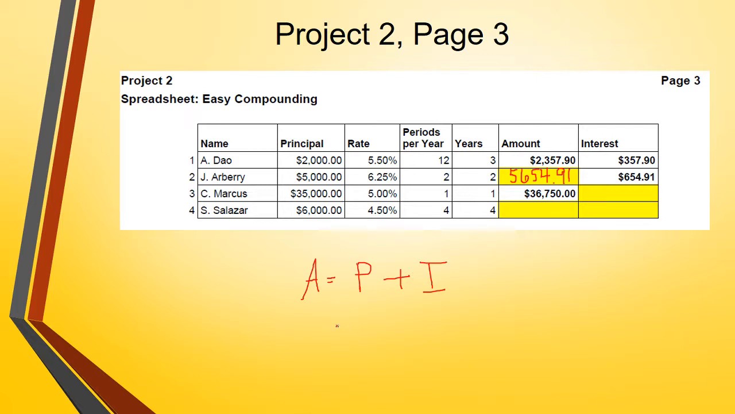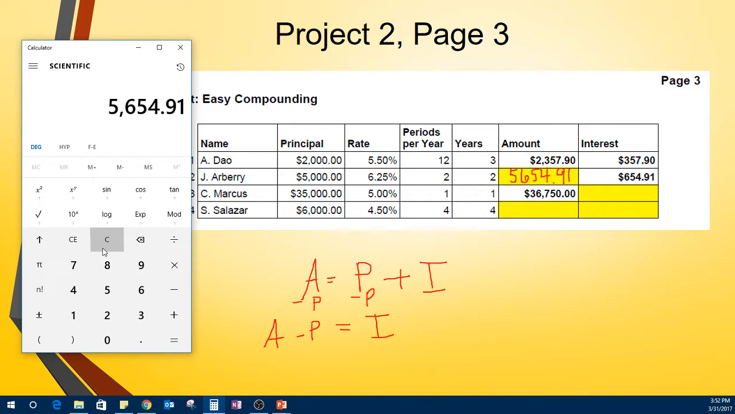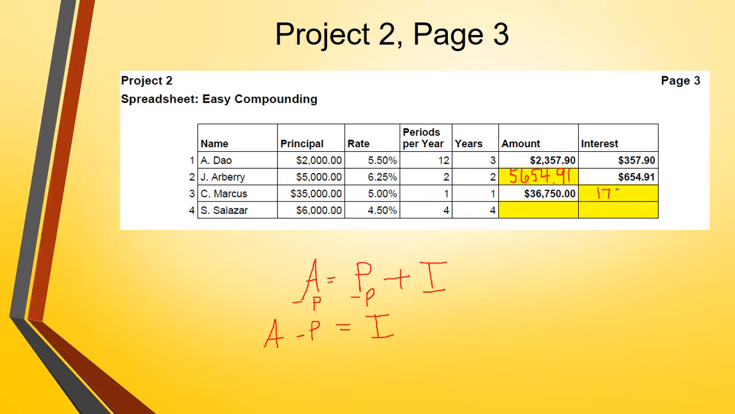Alright, the next one, number 3, we're looking for the interest. So we're just going to use the same formula, manipulate it a little bit to solve for I. So to solve for I, we're going to subtract P on both sides, giving us A minus P. So really, to find the interest, we subtract the principal from the amount. So that's $36,750 minus $35,000, giving us interest of $1,750.